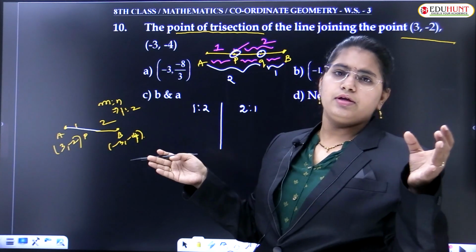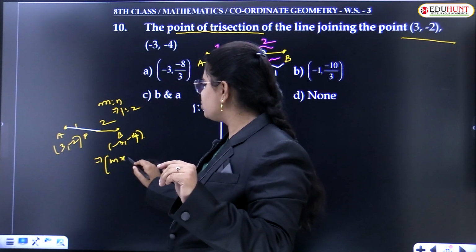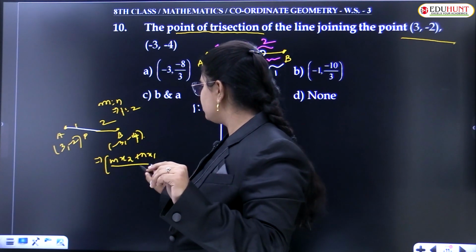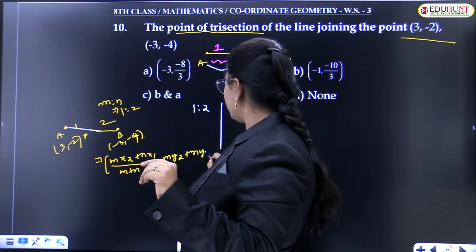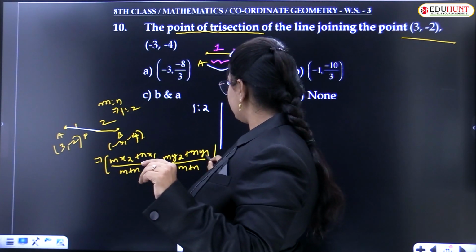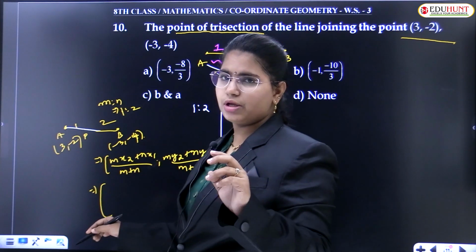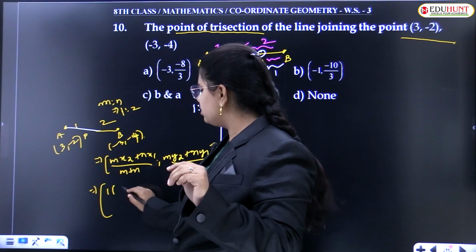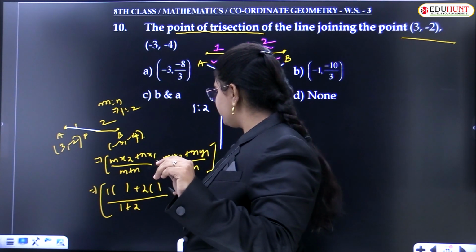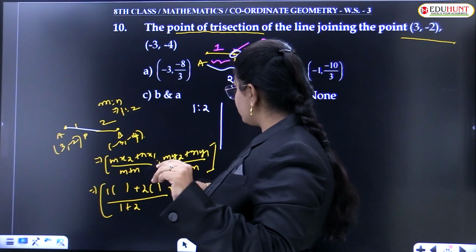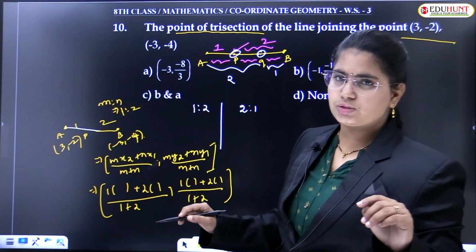Can you say this? Yes, it is being divided internally. Let's apply the internal division formula: (mx2 + nx1)/(m + n), (my2 + ny1)/(m + n), right? So we'll substitute all the values together. The m value is 1 and the n value is 2. Similarly here, 1 plus 2, bracket close.